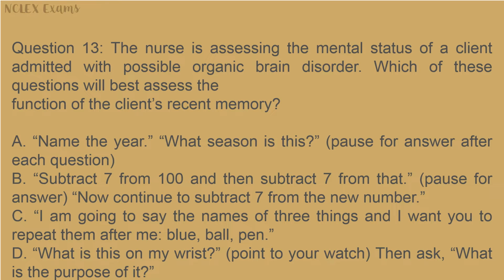B. Subtract 7 from 100 and then subtract 7 from that. Pause for answer. Now continue to subtract 7 from the new number. C. I am going to say the names of 3 things and I want you to repeat them after me. Blue, ball, pen. D. What is this on my wrist? Point to your watch, then ask, what is the purpose of it?